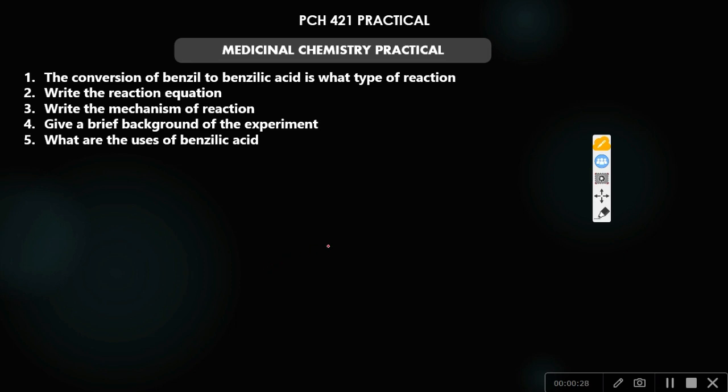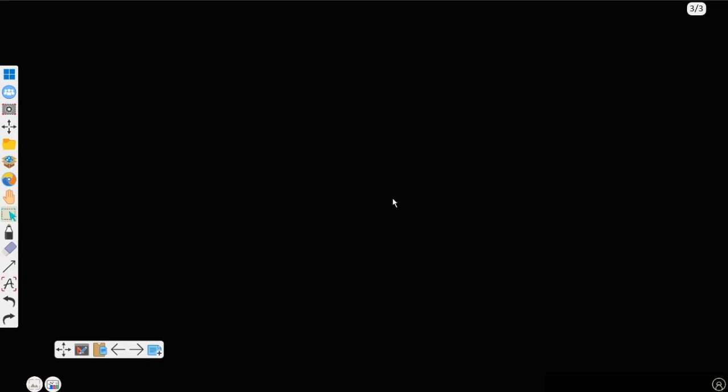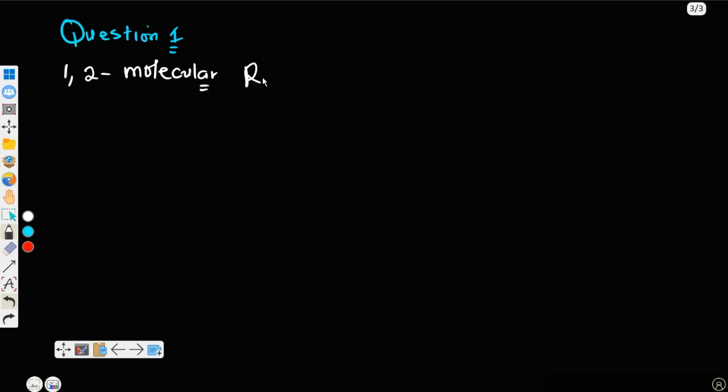Now the first question I actually have here is: the conversion of benzil to benzilic acid is what type of reaction? So we have question 1. The conversion of benzil to benzilic acid is a 1,2 molecular rearrangement reaction. This is a potential question. Molecular rearrangement reaction.